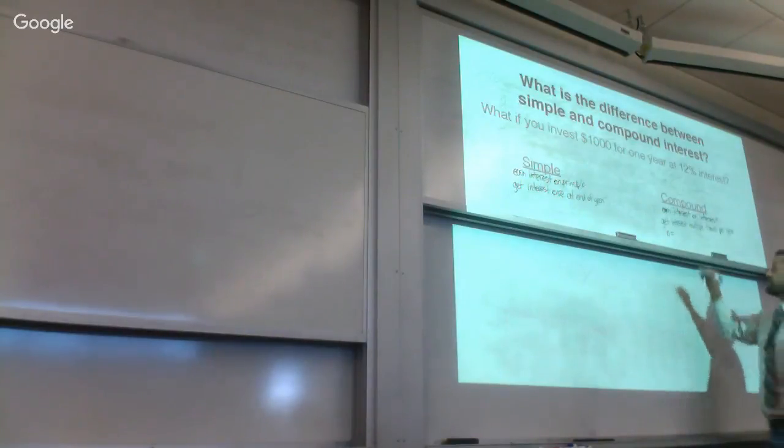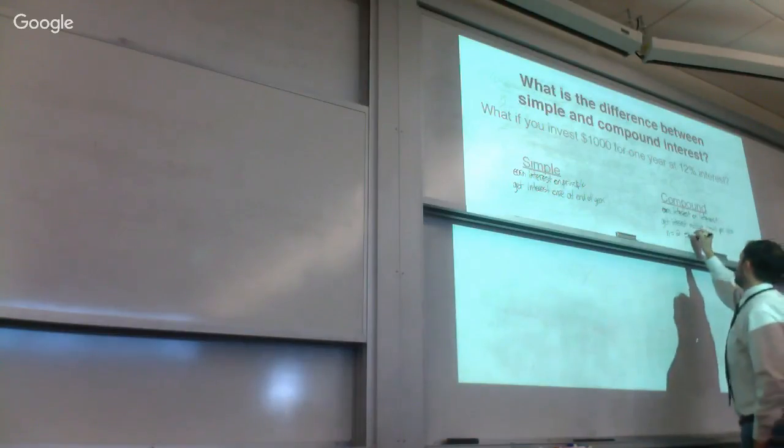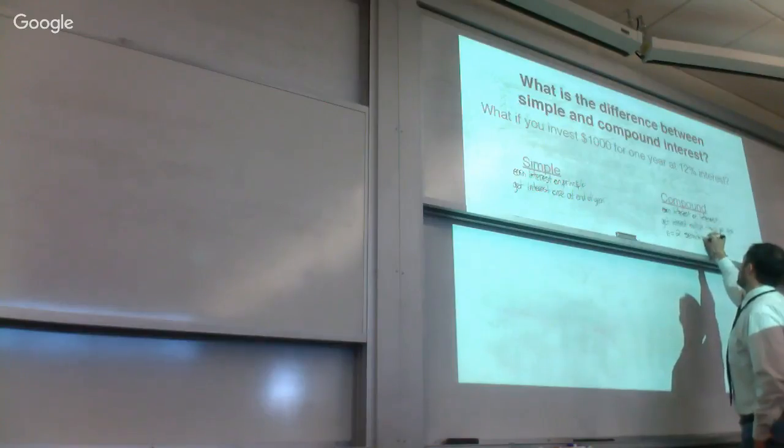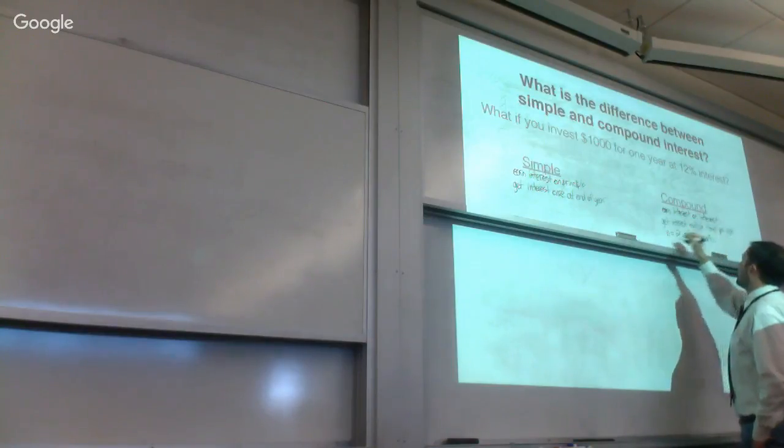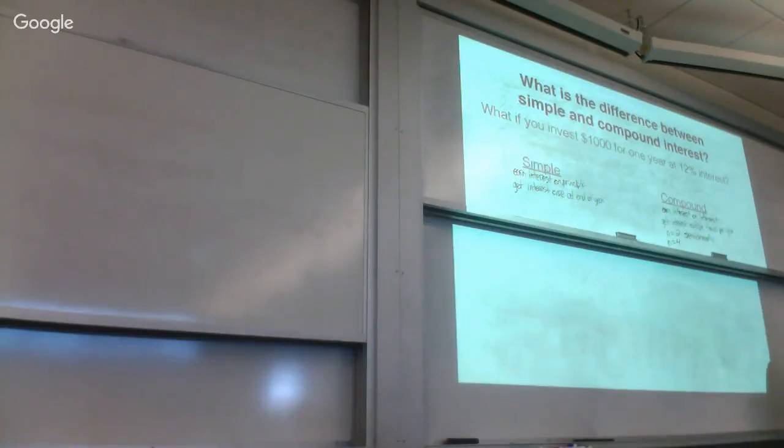So for instance, if n equals 2, how many times a year are you getting interest? Twice a year. And they call that semi-annual. What about n equals 4? If you get interest 4 times a year, what do they call that? Quarterly.